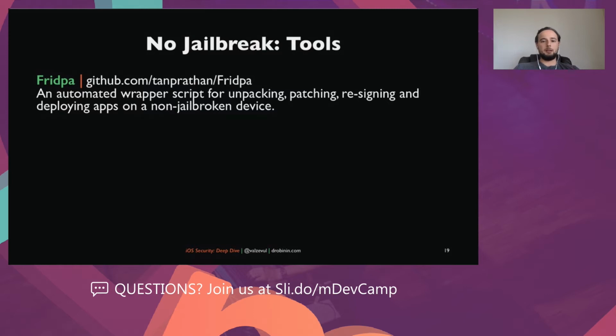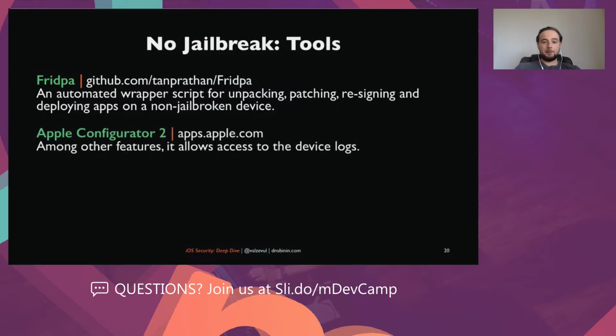To do that on a non-jailbroken device, there are certain tools you might want to use. For example, FreeIPA, which is an automated wrapper script that allows you to unpack, patch, resign, and deploy apps, all of that with a non-jailbroken device. It works with Frida behind the curtains, which is one of the most famous tools for security engineers. We'll cover it in the jailbroken tools section. It contains two modules: one used for unpacking and deploying, and the other for connecting the patched app without reinstalling.